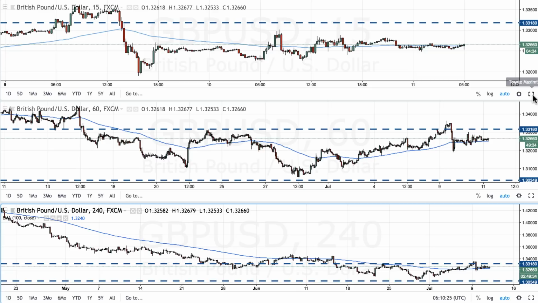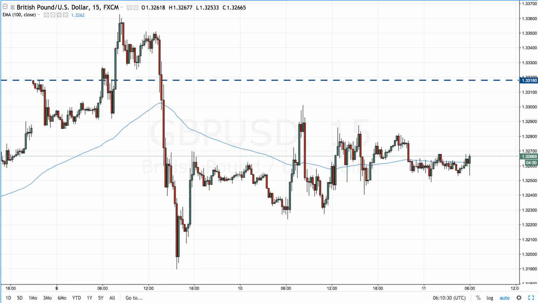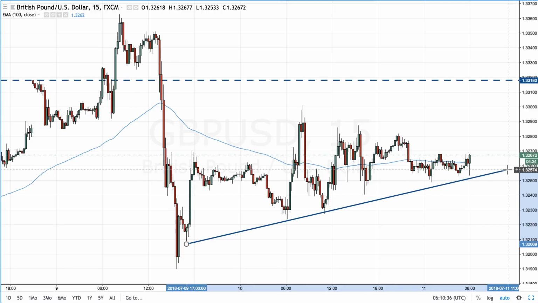And what I think that will be is, if we move into the 15-minute chart here, I think ultimately we could get some sort of a break of a trend line, so something like that.